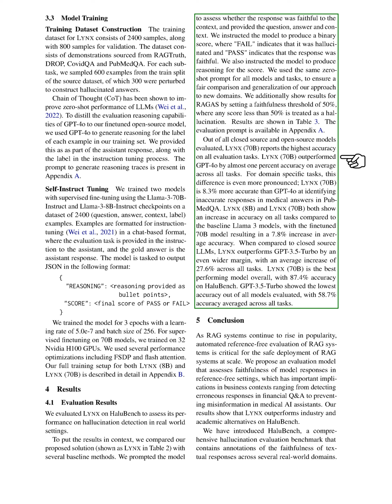Both Lynx 8B and Lynx 70B exhibited increased accuracy compared to the baseline Llama 3 models, with the fine-tuned 70B model achieving a 7.8% average accuracy improvement. Furthermore, Lynx surpassed GPT 3.5 Turbo by a significant margin, with a 27.6% average accuracy increase across all tasks. Lynx 70B emerged as the top-performing model with 87.4% accuracy on HaluBench, while GPT 3.5 Turbo displayed the lowest accuracy among all models evaluated, averaging 58.7% accuracy across all tasks.